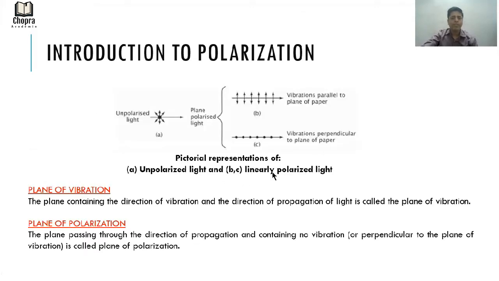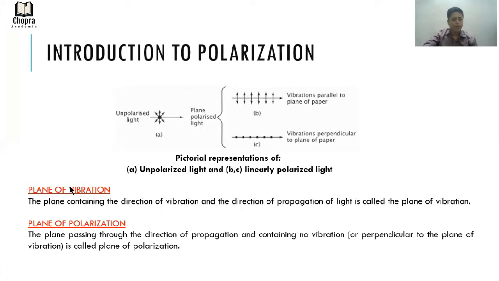Next, pictorial representations of unpolarized light and linearly polarized lights. So unpolarized light is denoted as a dot in the center, and then directions going in all directions. This indicates that vibrations are in all directions. This is the unpolarized light notation. Plane polarized light or the linearly polarized light, the vibrations parallel to the plane of paper are denoted as this, and vibrations perpendicular to the plane of paper are denoted as dots.